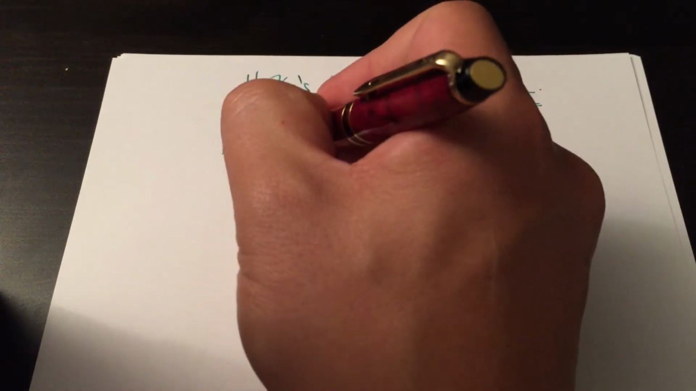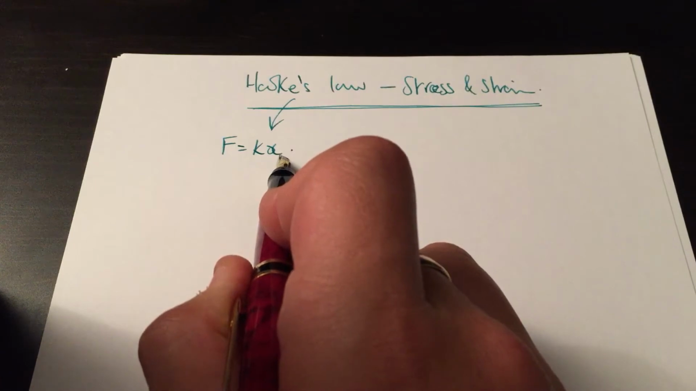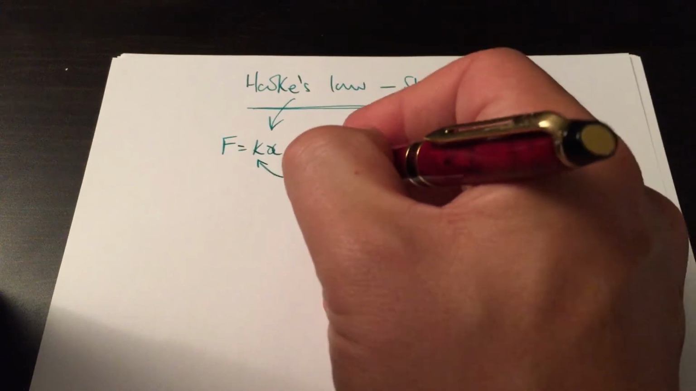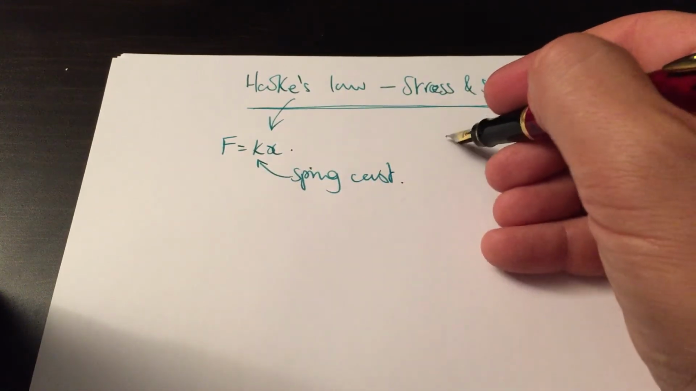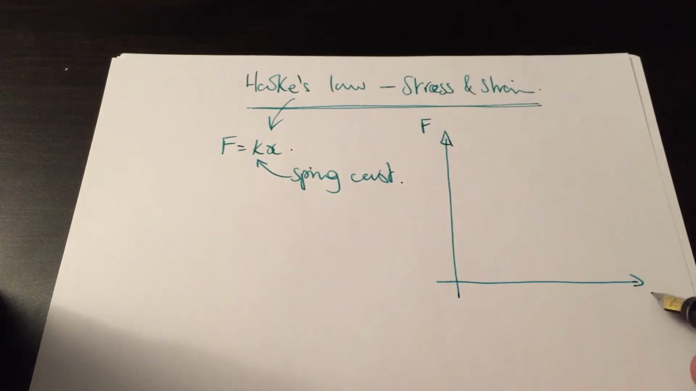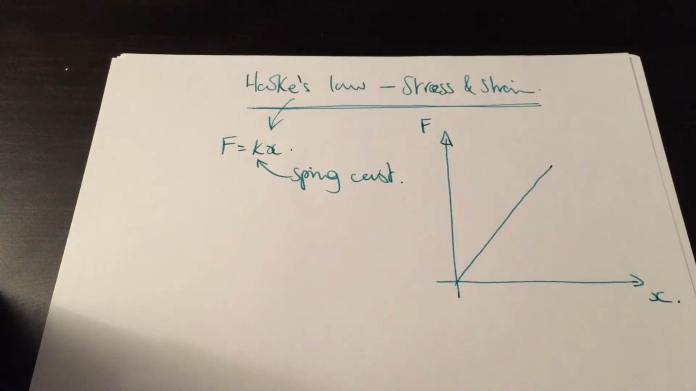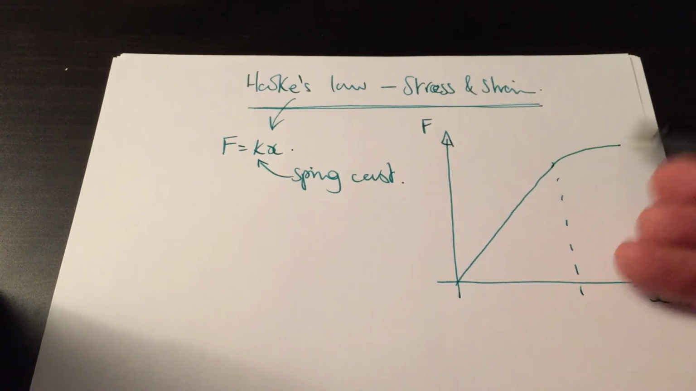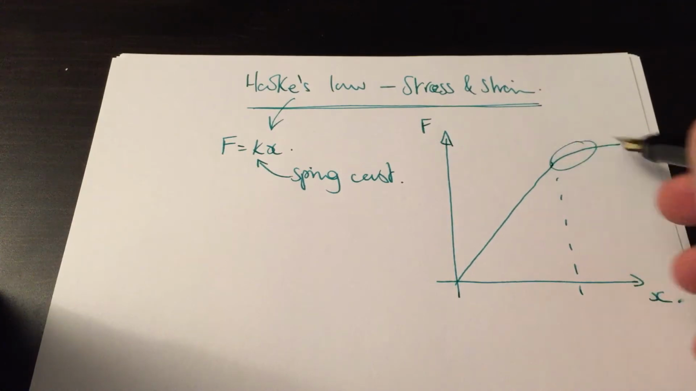F equals kx. The force required to cause an extension is directly proportional, and k is known as the spring constant. That gives rise to a graph, which is a force extension graph, which is directly proportional up until a point of the elastic limit, and then it starts to roll off. We'll talk more about these limits in this zone later on.